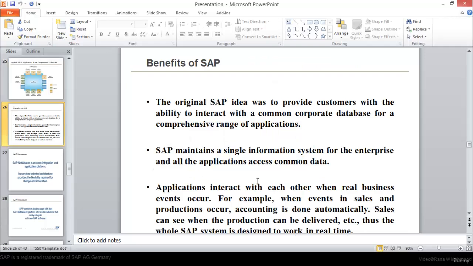The original SAP idea was to provide customers with the ability to interact with a common corporate database for a comprehensive range of applications. SAP is a single information system for all of us. Even if we belong to different departments, it's a single information system, and all the applications access common data. Again, as I told you, the database is the same and the common data will be used. When this concept evolves further, you can take it to all the global companies located around the world, all using the same data, so they are communicating with one another.